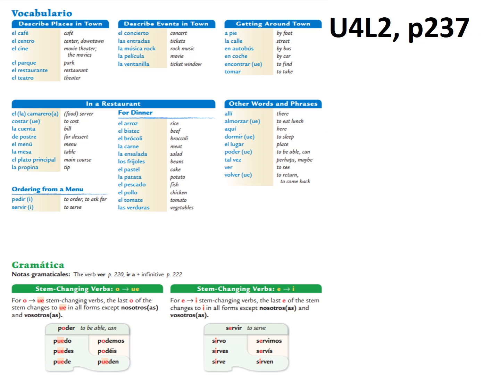Unidad 4, lección 2, en página 237. Unit 4, lesson 2 on page 237. El vocabulario, el vocabulary. Describe places in town. El café is café. El centro, center or downtown. El cine, movie theater, the movies. El parque, park. El restaurante, restaurant.